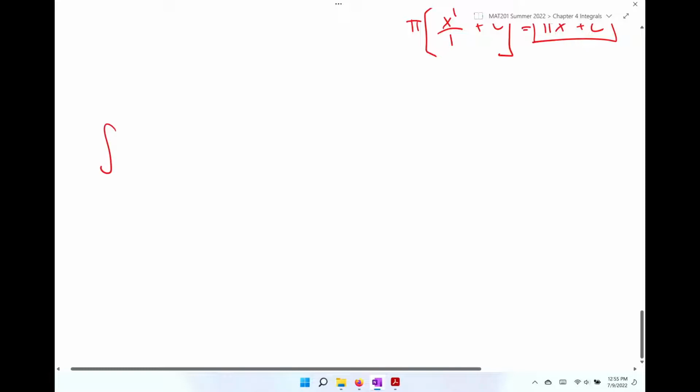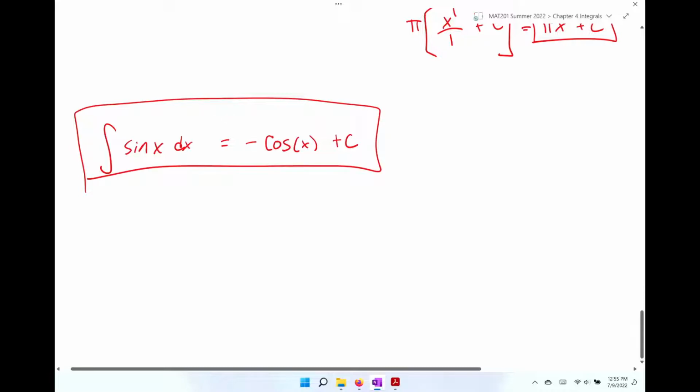The integral of sine x dx equals negative cosine x plus c. That is the example right there. I mean, there's nothing more I can do with that. Okay. When we get into the next section is where I can provide you with more examples, because we're going to be using a technique called u-substitution.